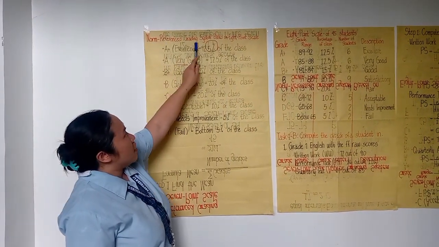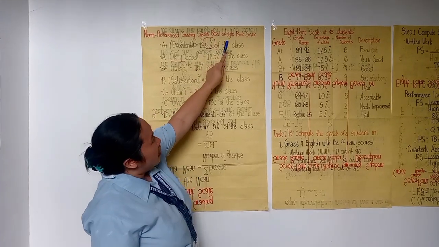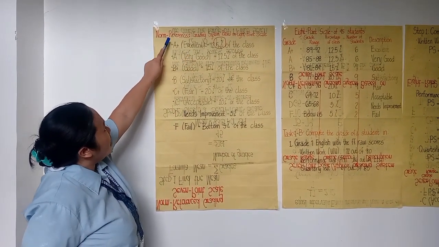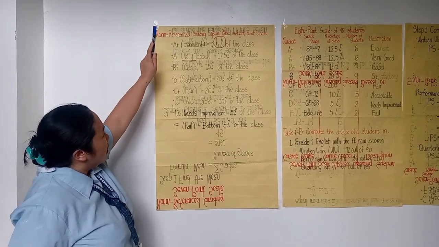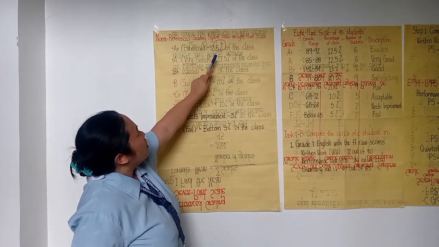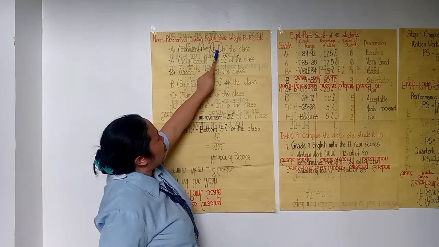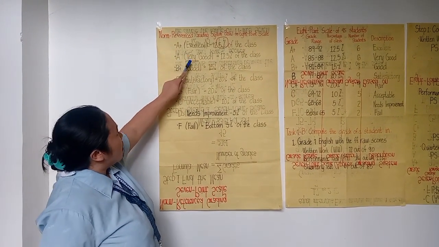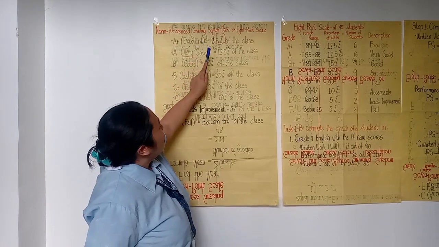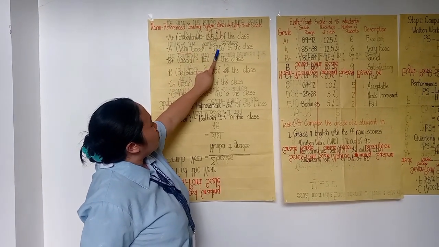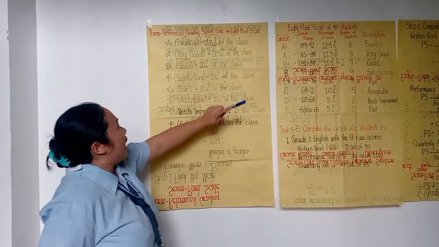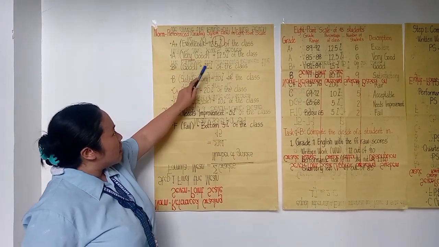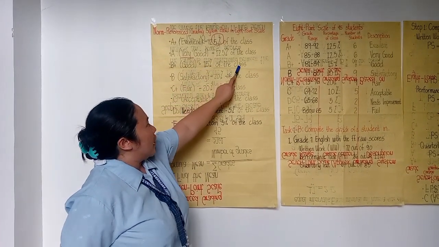Norm reference grading system based on the 8-point scale. Grade letter A plus corresponds to excellent. We have 12.5% of the class. Then grade A corresponds to very good. We have allocated also 12.5% of the class. And then B plus, which is the good performer in the class, 15% of the class.